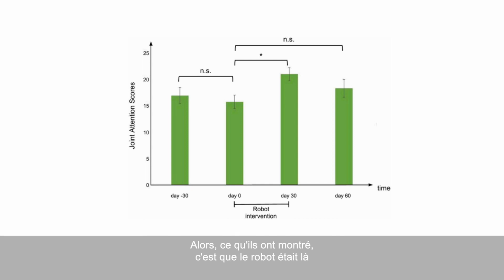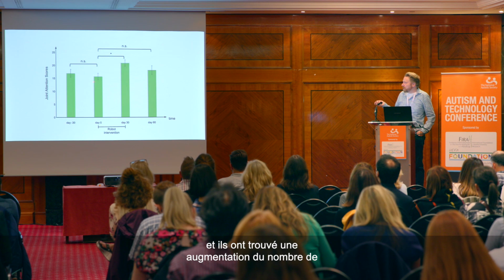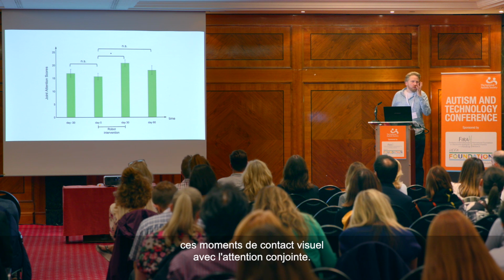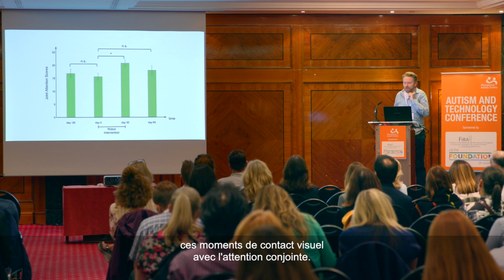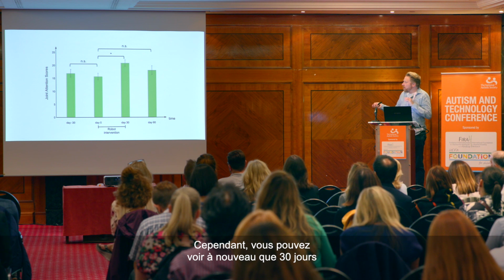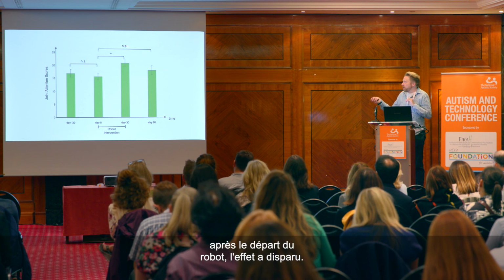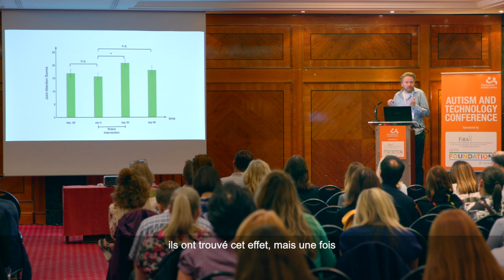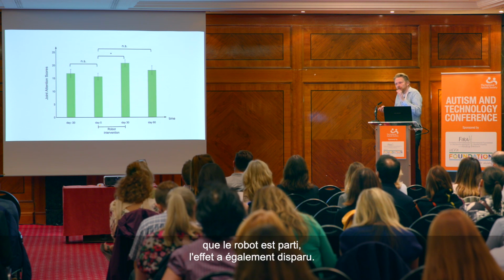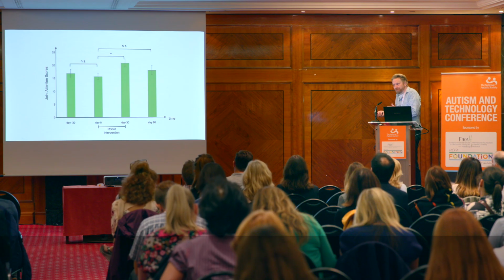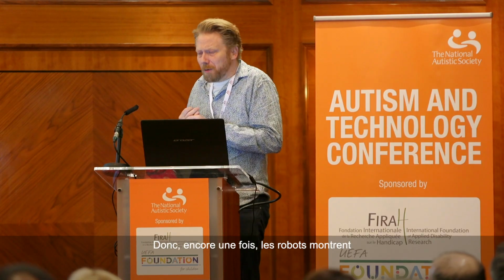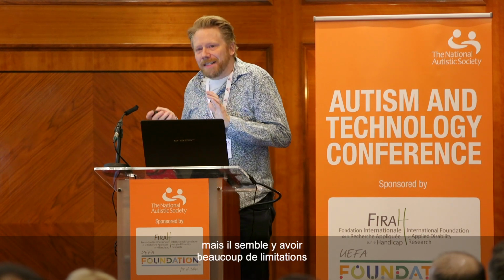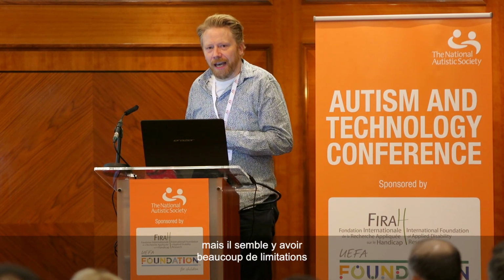So what they showed was, whilst the robot was there, they found an increase in the number of these joint attention, eye contact moments that occurred. However, you can see again that 30 days after the robot had gone, the effect had gone. So whilst the robot was in the home, they did find an effect, but once the robot had gone, the effect went as well. So again, robots are showing kind of positive signs, but there seem to be a great deal of limitations at the moment.